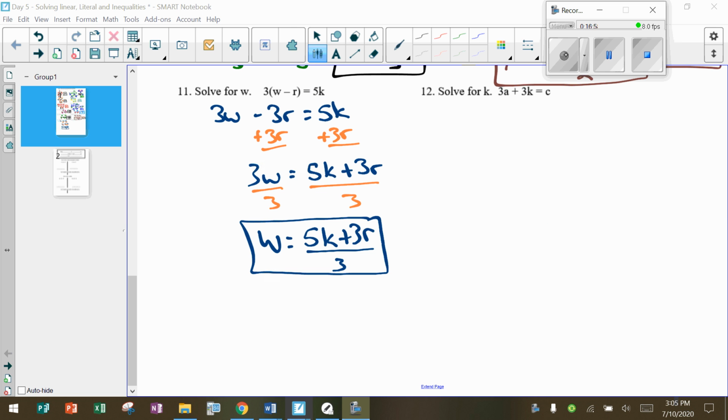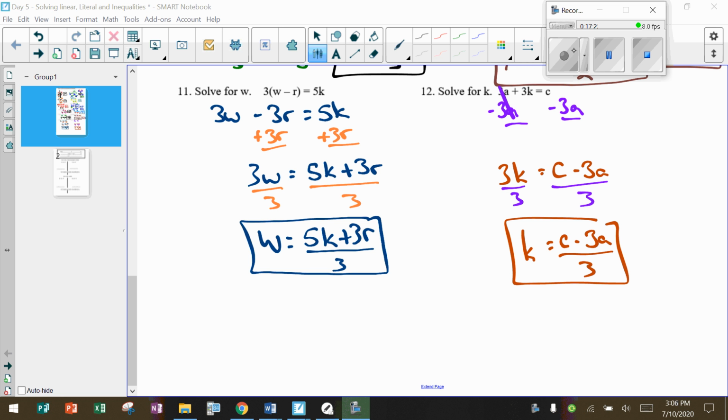Okay, bam. Distribute the 3. Make sure you keep the minus r as a minus 3r. You're solving for w. It's important to know which letter you want to have all by itself. So you're solving for w. So I add the 3r over, divide by 3 to get w by itself. All right, one more. Pause, try it, then come back.